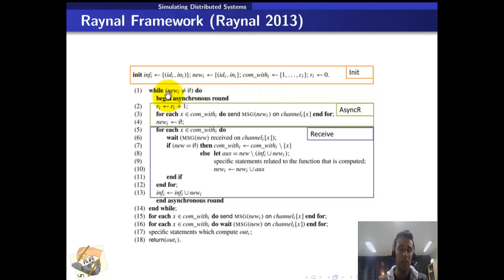And while new information needs to be shared, they execute an asynchronous round in which they share the new information with the neighbors, and a receive stage in which, by each channel, it receives information from the neighbors, computes the new information, and returns the output and the computation of the function. At the end, there are some synchronization tags and the process returns the output. I take this process in a parallel way.